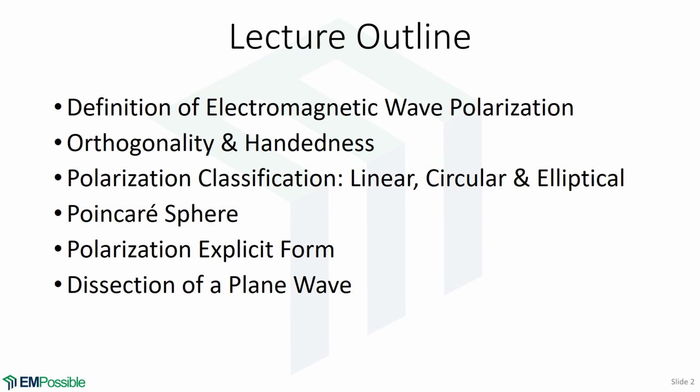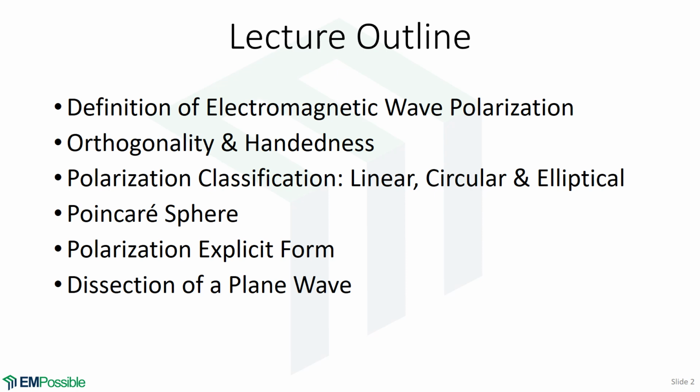We'll start by just defining what wave polarization is. We'll talk a bit about these things called orthogonality and handedness, and that's really the discussion about which way things point. After that, we'll start getting a bit more specific and talk about different classifications of polarization, specifically linear, circular, and elliptical. It turns out we can point to all these different types of polarization and map them to a sphere that we'll call the Poincaré Sphere, so we'll also discuss that.